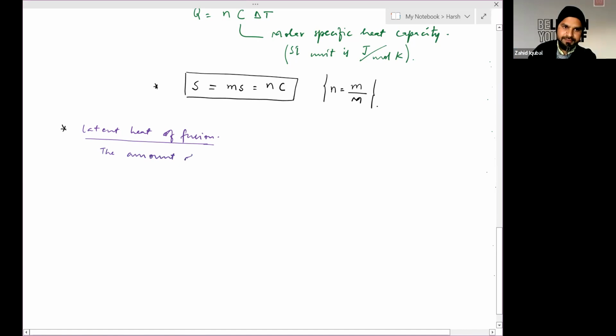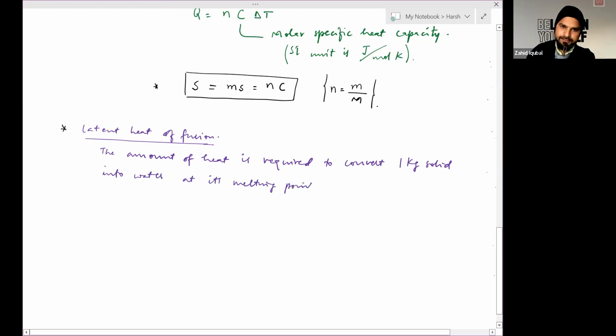It is the amount of heat required to convert 1 kg solid, that is ice, into water, that is liquid, at its melting point and normal atmospheric pressure.